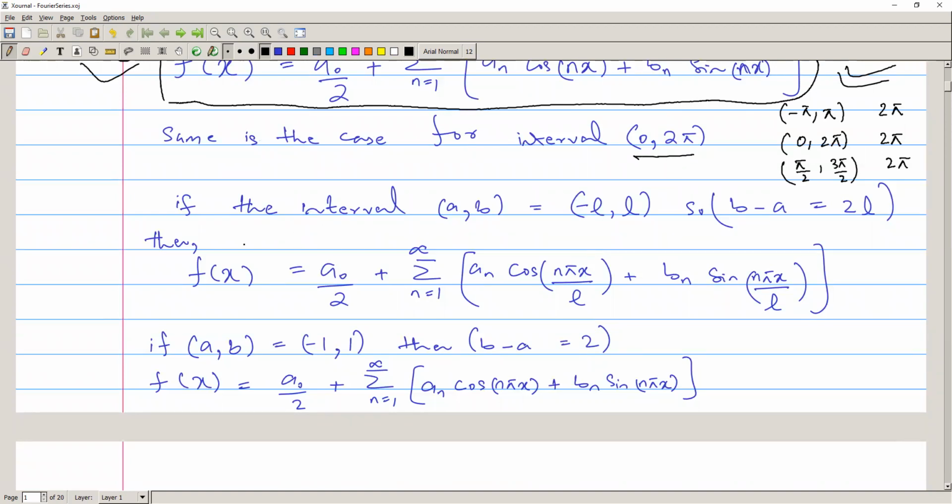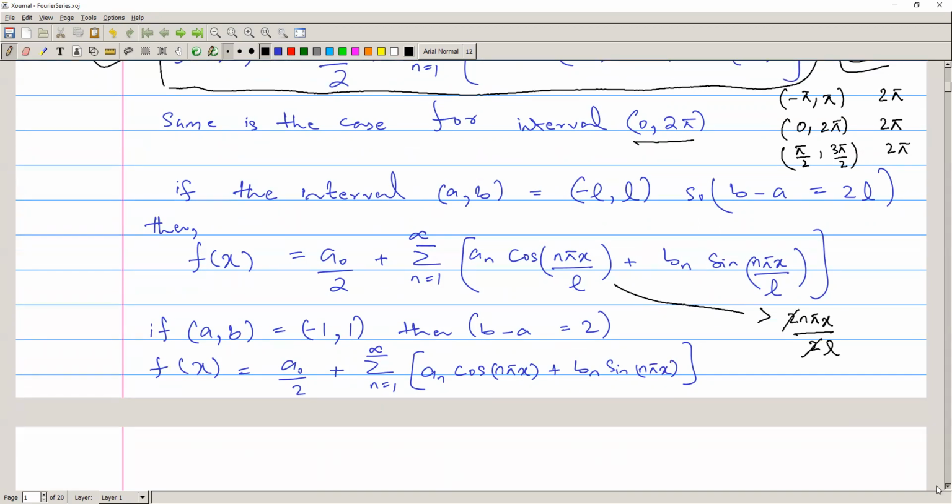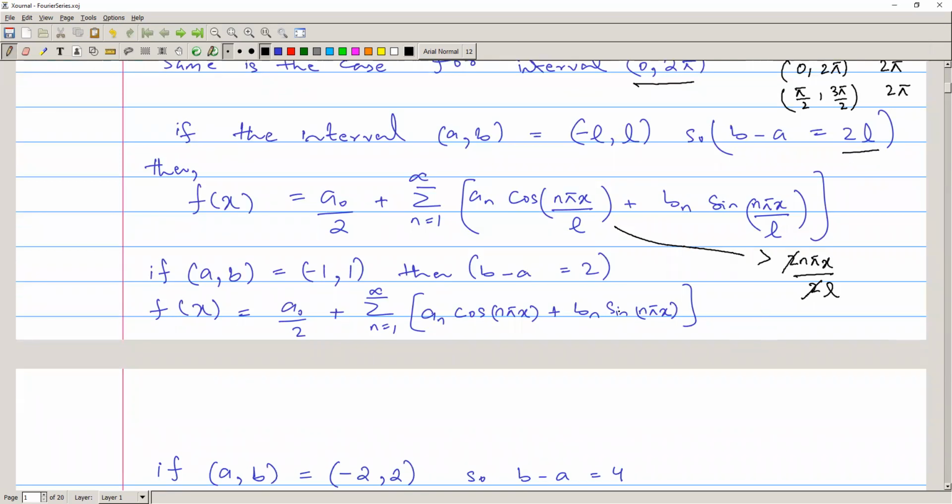So in general, we can say that if the interval a comma b is equal to negative L to L, so b minus a will be equal to 2L, and then f of x is equal to a naught over 2 plus sigma n runs from 1 to infinity a n cos n pi x over L, because 2 cancels with this 2 here, and sine n pi x over L, right? Actually this is 2n pi x over 2L, where 2 is cancelled out with 2, right? Because the period is 2L.